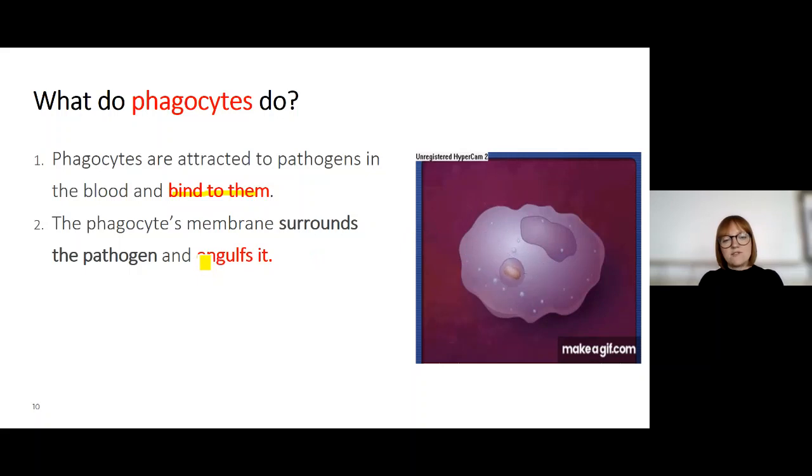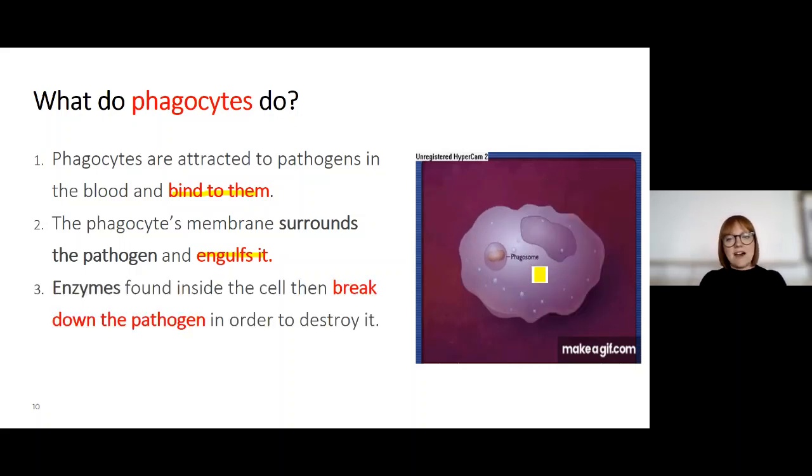Now the word engulf just means to take it inside. It's a really useful word to learn for the exam because sometimes students struggle to describe what actually happens. Watch it again: we can see the membrane of the phagocyte starting to surround the pathogen, and then the pathogen actually moves inside. That is the phagocyte engulfing it, taking it inside.